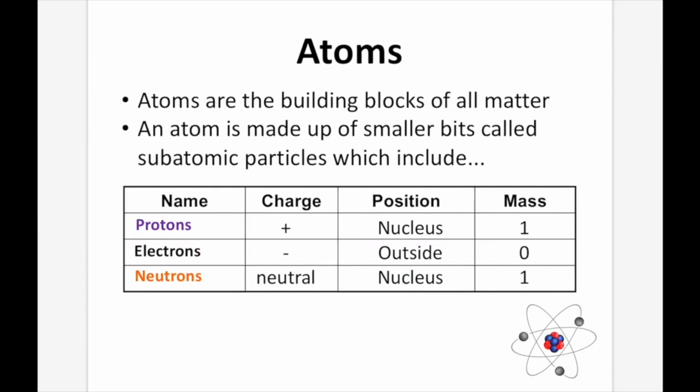An atom is made up of smaller bits called subatomic particles, which include protons, electrons, and neutrons. Protons are positively charged. They're located inside the nucleus, and they have a relative mass of 1. Electrons are negatively charged. They're located outside the nucleus, and they have a relative mass of 0. That doesn't mean that their mass is 0, it just means that compared to protons, their mass is so small that we don't count it. And then we have neutrons, which are neutrally charged. They're located inside the nucleus, and they also have a relative mass of 1.